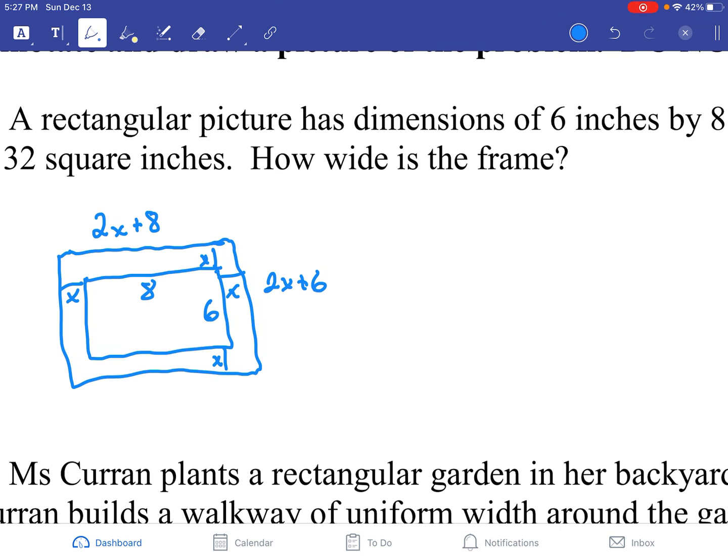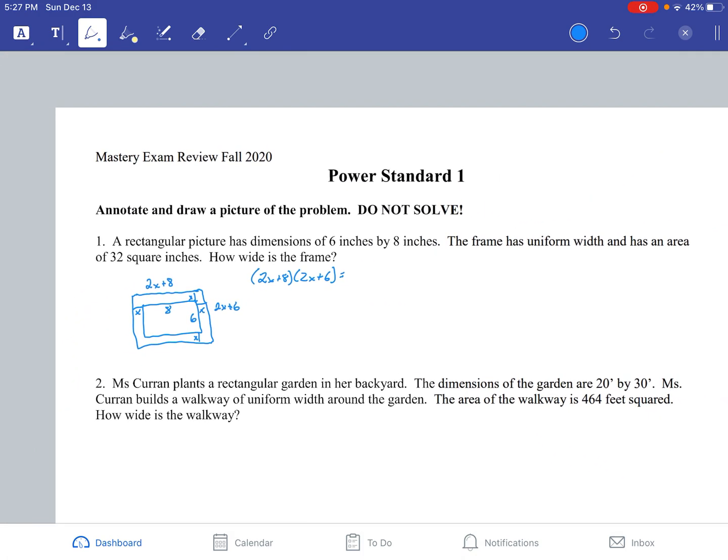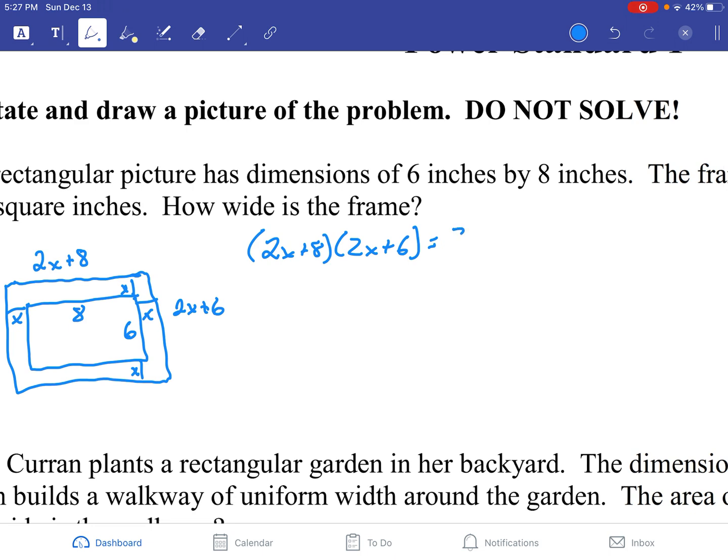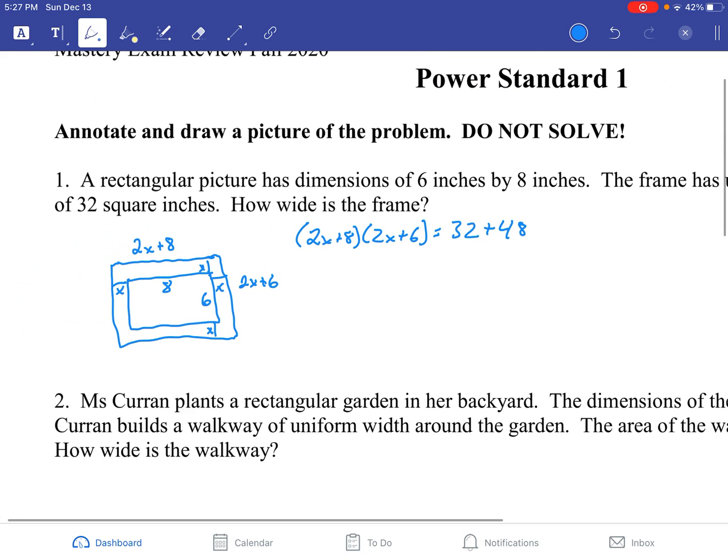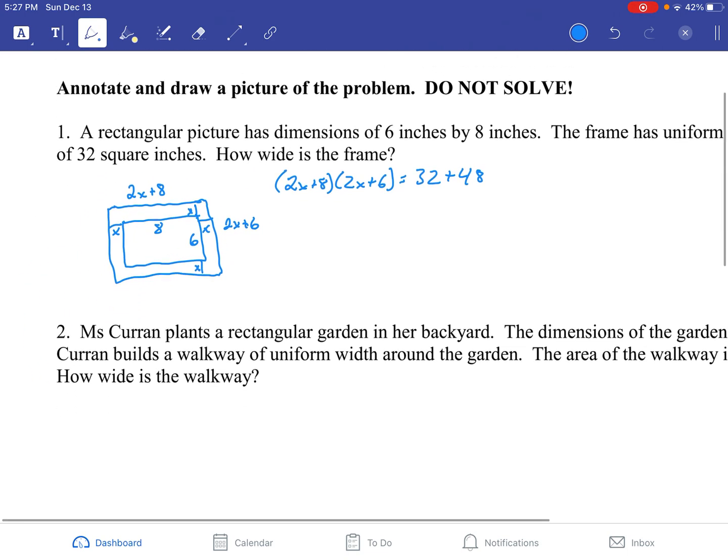Okay, and that would be 2x plus 8 times 2x plus 6 is equal to, all right, the frame has an area of 32, plus the 6 by 8 is 48. All right, and that is your equation that you can set up from your picture. And that is all you got to do for that one. Is just draw the picture and maybe set up the equation. Okay, you don't have to solve it.